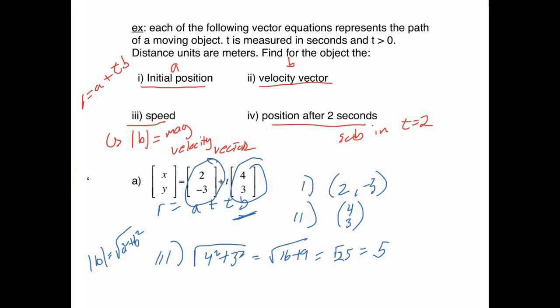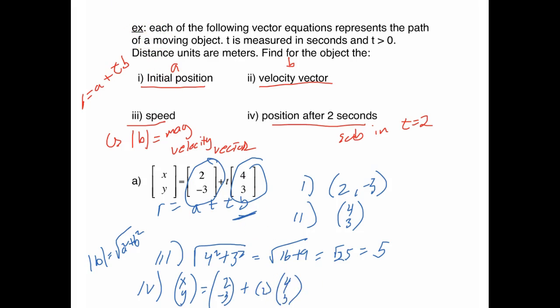And then finally, the position after 2 seconds. So all we're going to do is go to our velocity vector and plug in 2. So go back to that equation. x y equals 2, negative 3, plus 2, we plugged in 2 there, 4, 3.